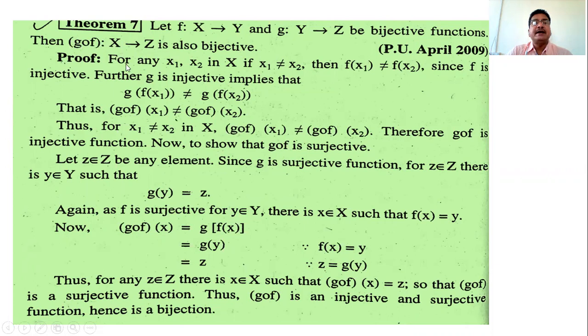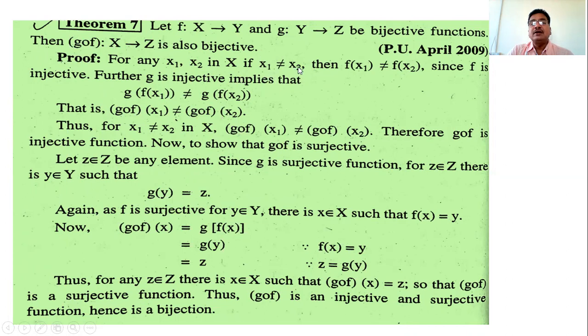When is the function g circle f from X to Z injective? Suppose x1 and x2 are in X such that x1 is not equal to x2, and if we have g circle f of x1 is not equal to g circle f of x2, then this function becomes injective. So take two elements x1, x2 in this set X such that x1 is not equal to x2. Now we have to show g circle f of x1 is not equal to g circle f of x2.